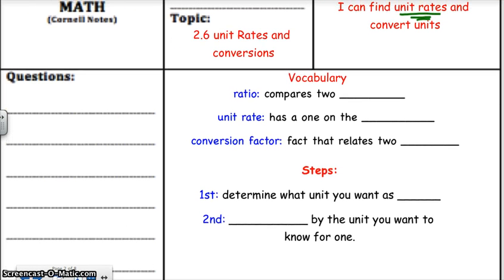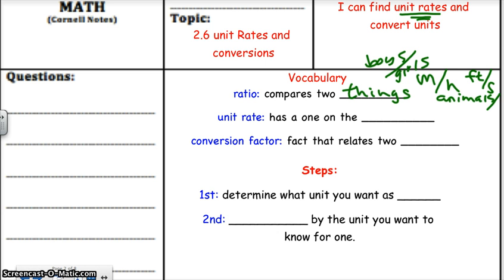So first thing you need to know is some vocab associated with this. Ratio compares two things, quantities, however you want to write it. I'm going to do a layman's term, keeping it simple: things. It compares two things. Like miles per hour, I'm comparing miles to hours. Like feet per second, I'm comparing feet and seconds. Like boys to girls, or animals to kids. It's just comparing two things. Alright?